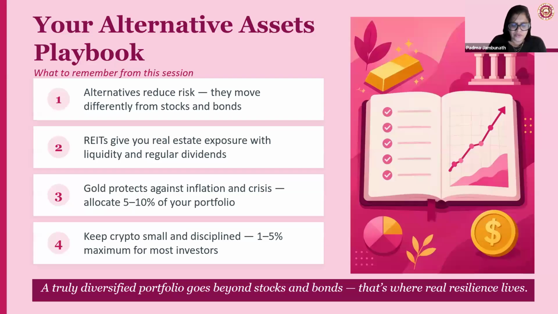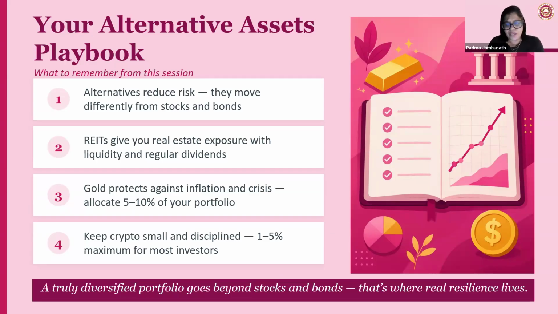Okay, and crypto is optional, completely optional, but know that it exists. Okay, it should be kept really, really small if you're interested, 1 to 2%. Okay, through a regular platform or an ETF. There are a lot of ETFs in Bitcoins in the US market public space.